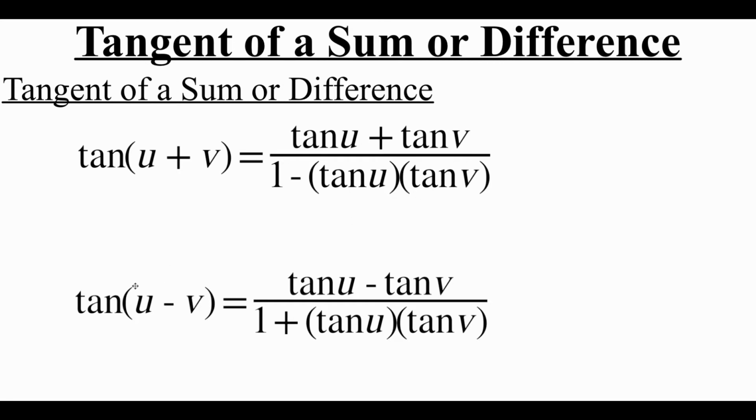Now the difference formula is very similar, but we'll notice that some signs are switched around in there. So the tangent of u minus v is the tangent of u minus the tangent of v all over 1 plus the tangent of u times the tangent of v.